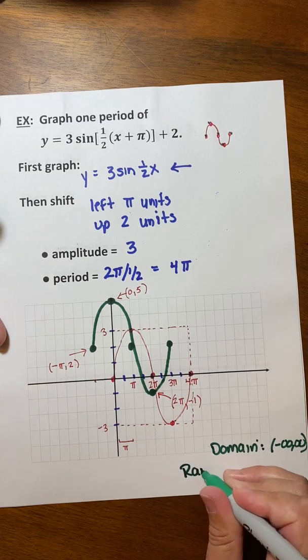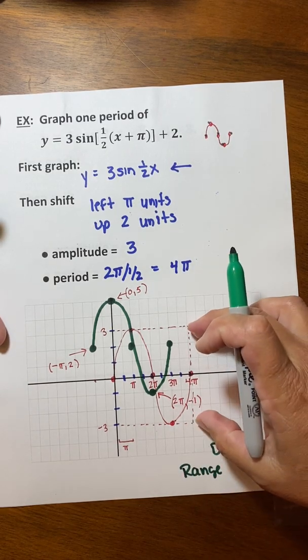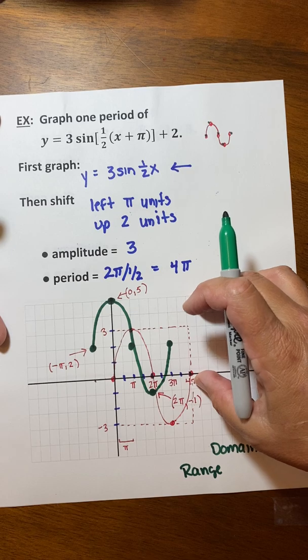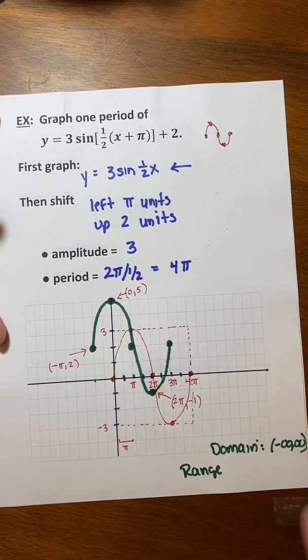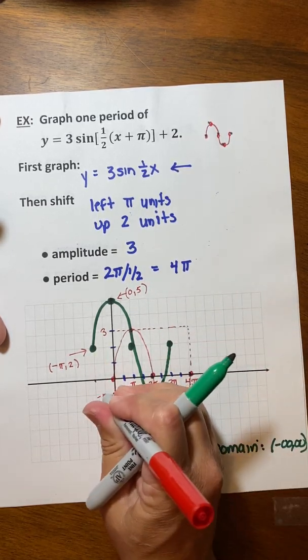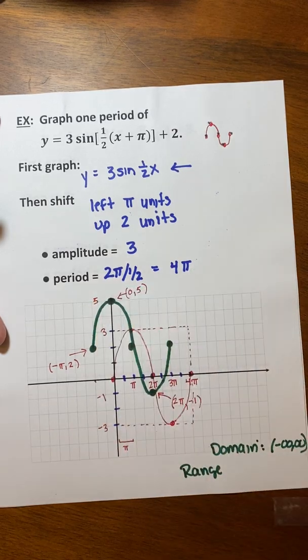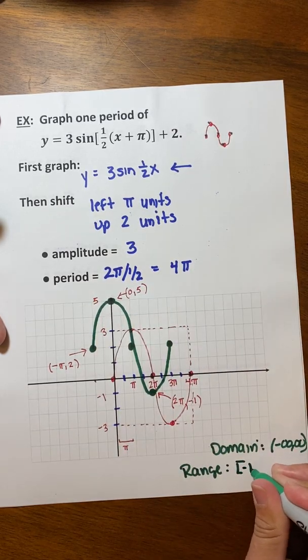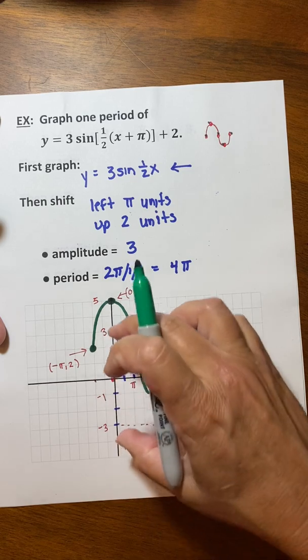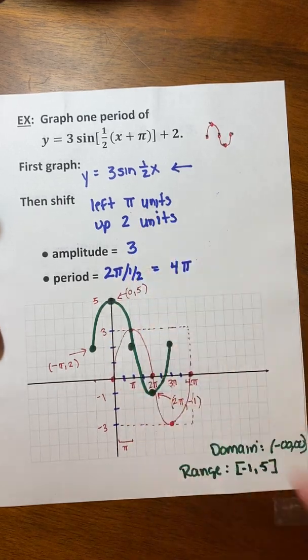Be careful with the range though, because my range was negative 3 to 3, but I moved it up and it's now at negative 1 to 5. So this would be negative 1, that's 5. So my range is now negative 1 to 5 because I shifted negative 3 to 3 up 2 units. All right, and that's it.